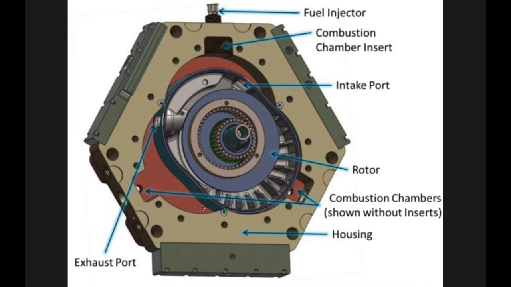So as this rotor would turn, it would then cover up this chamber, and then there would be an explosion, and then it would move it. And then it would cover up this chamber, and the same would happen again. So every time this piece turns, there would be an explosion. So it would fire 3 times for every revolution, which I think is pretty neat.